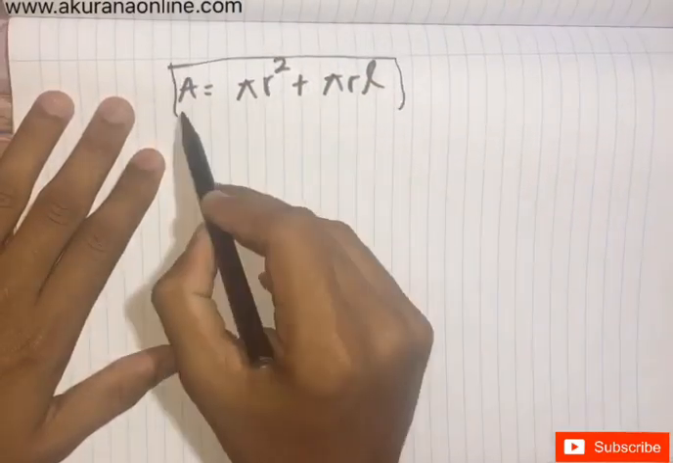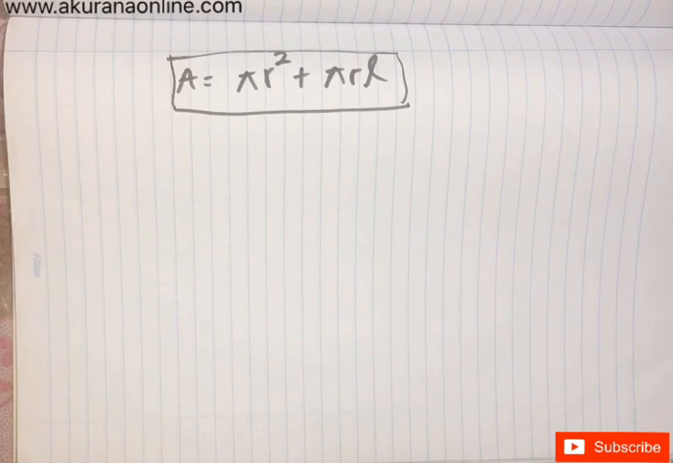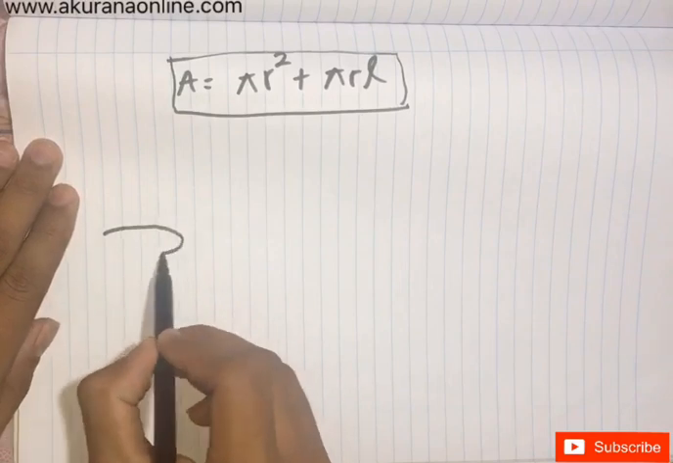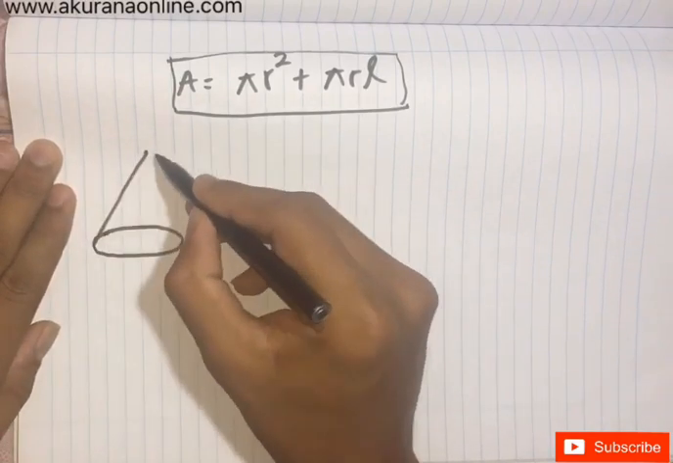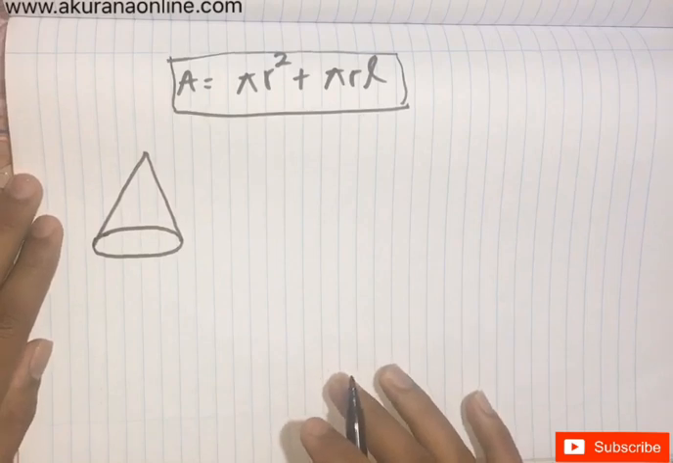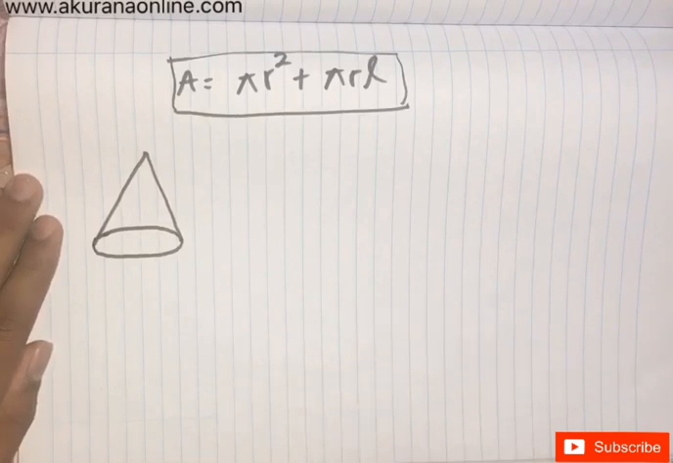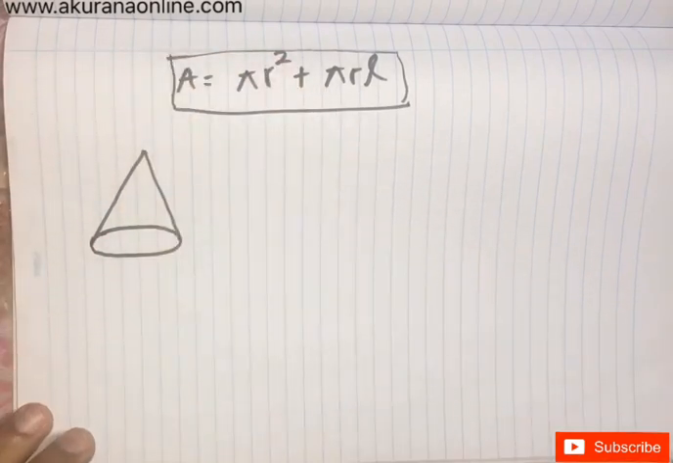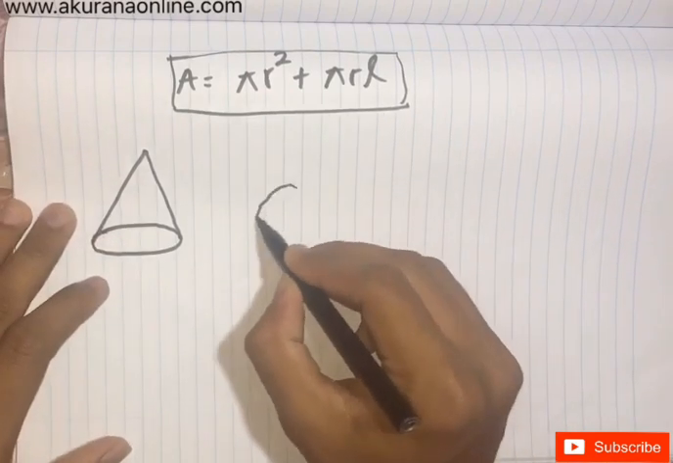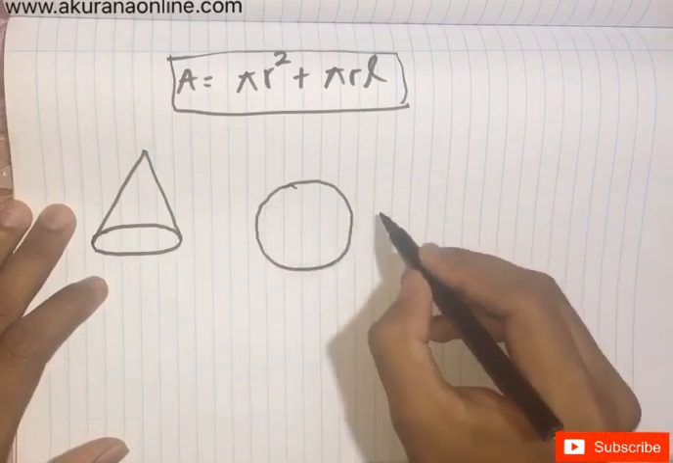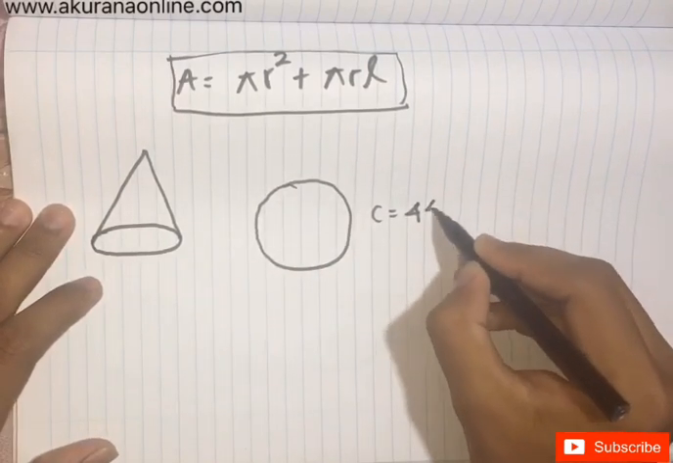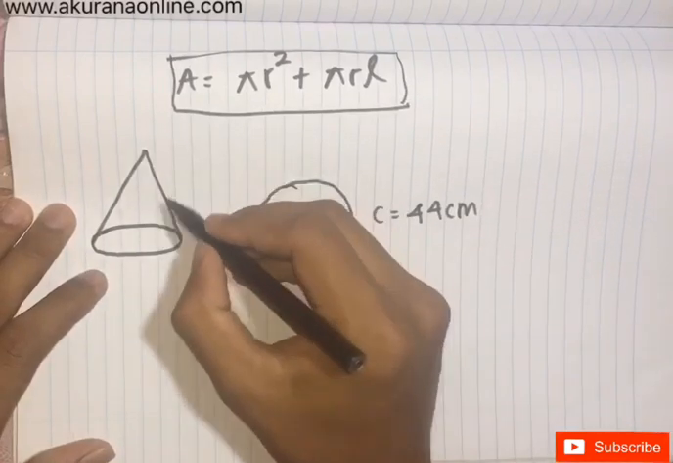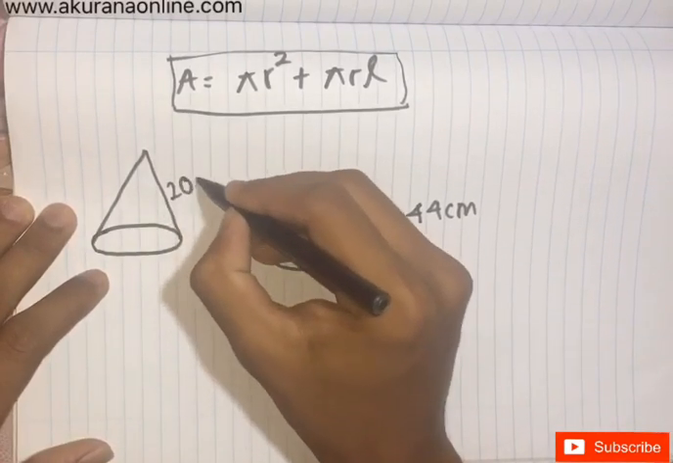Let us try one example. I'll take an example from the book. A cone is given. If the slant height of a conical shaped sand pile, that means a sand pile, anyway it's a cone, with a base circumference of 44 centimeters. The circumference of the base is equal to 44 centimeters. The slant height is given as 20 centimeters.